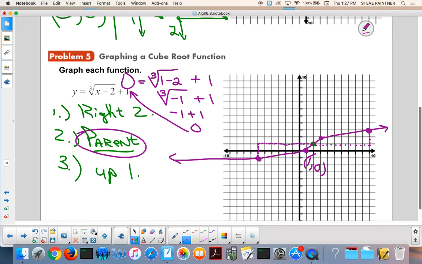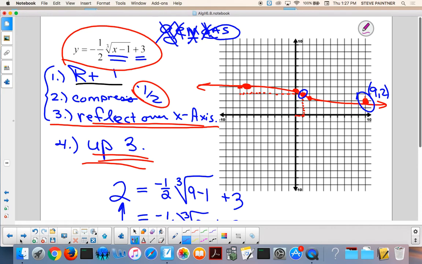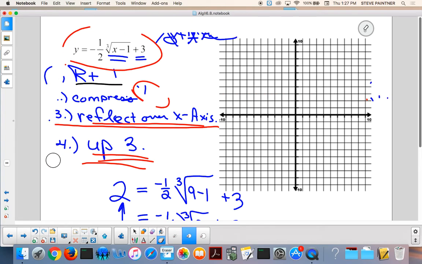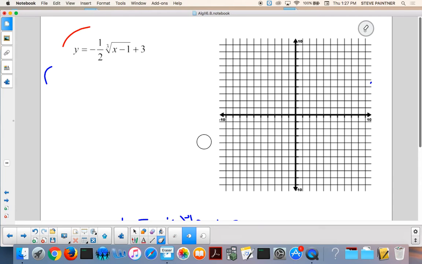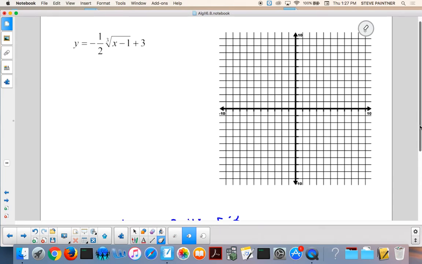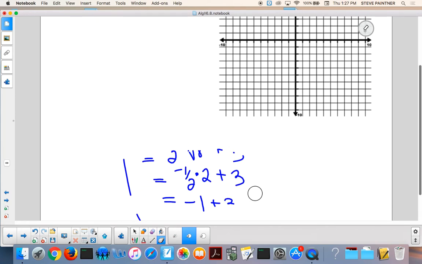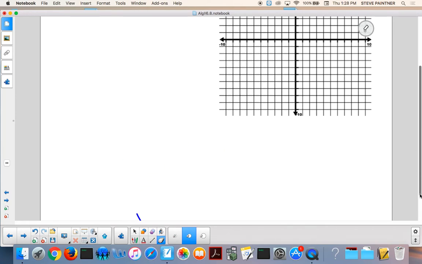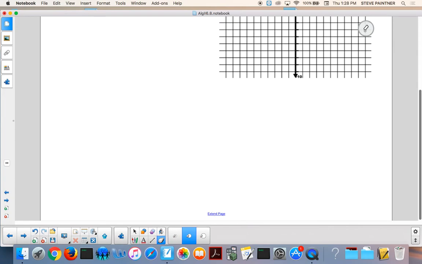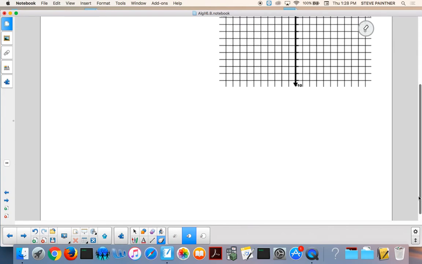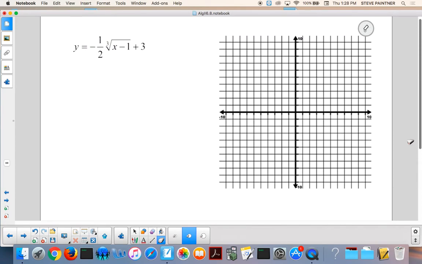The last problem, unless you have questions, you got questions? The last problem is everything. Everything. Reflections and stretches and all that stuff. So, oh, it is right there. Okay, go. Go get it. See what you can do. And I'd say if you can do this by yourself, you know what you're doing. Good job.